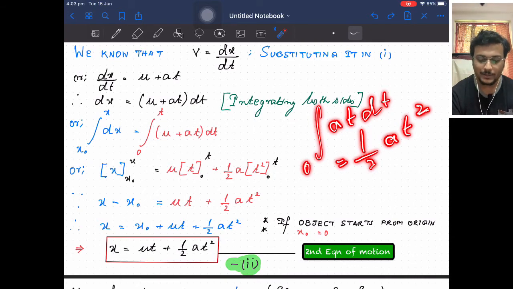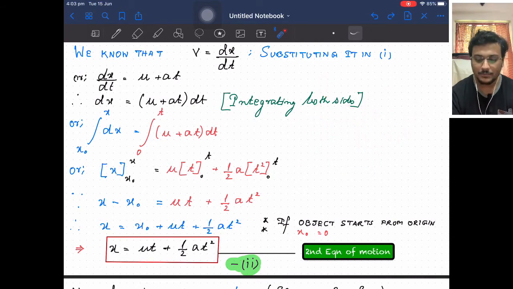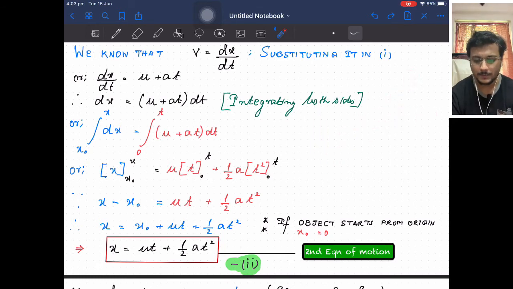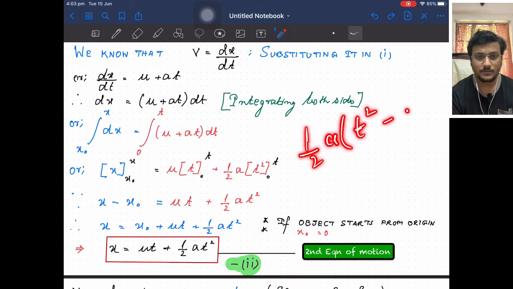But when they are between the limit 0 and t, it means that in place of the answer we have to use the value of the limit: half a t square between the upper limit t and the lower limit 0. So now just plug in the values in here. After plugging the values, we will have half a, in place of t we are putting t, so it's simply t square, minus, in place of t we are putting 0, so that is 0 square.